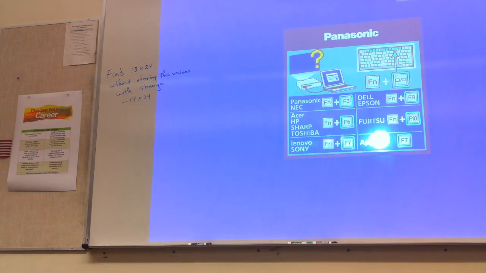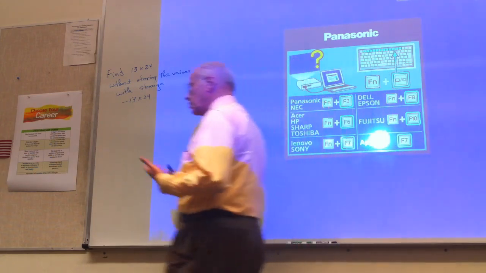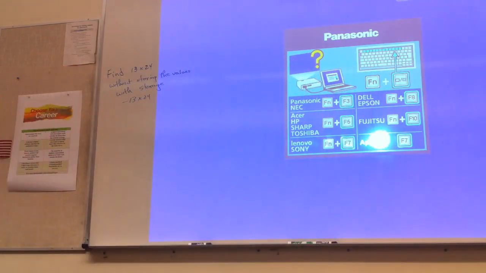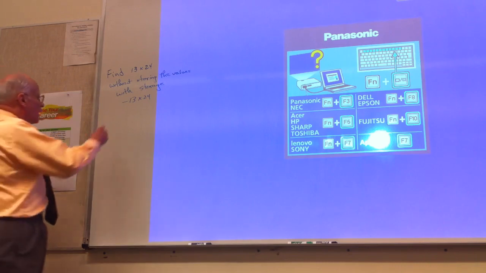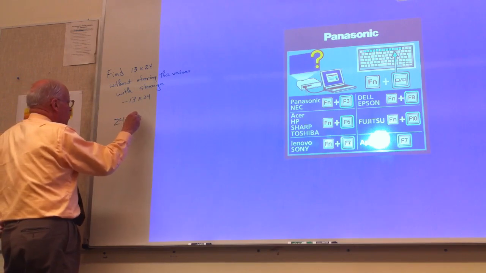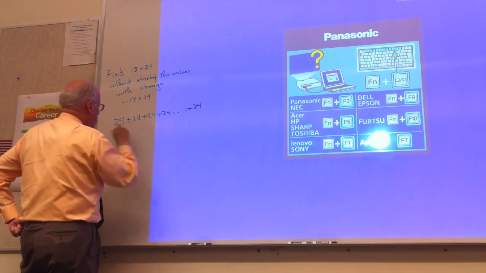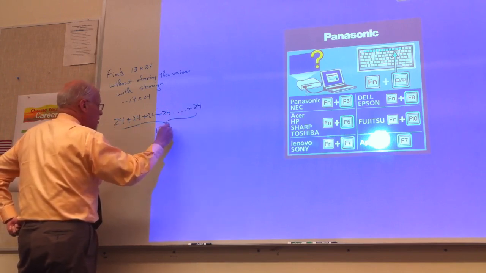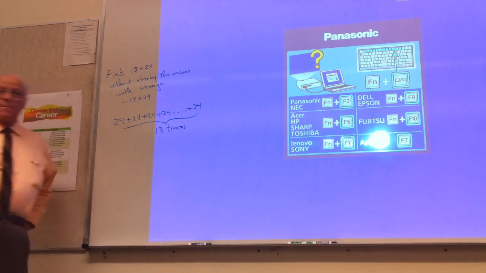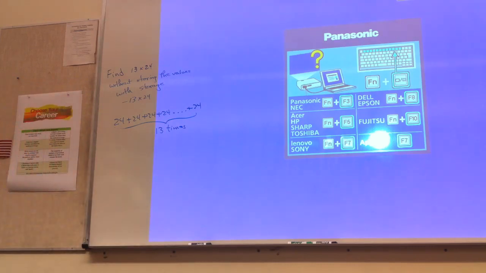Okay, here's the idea. Since we don't have a multiply instruction on this thing, we have to somehow figure out a way to do it. Well, I can do this. I can take 24 plus 24 plus 24, 24, 13 times. Okay. Royal pain in the neck. So let's try something else.